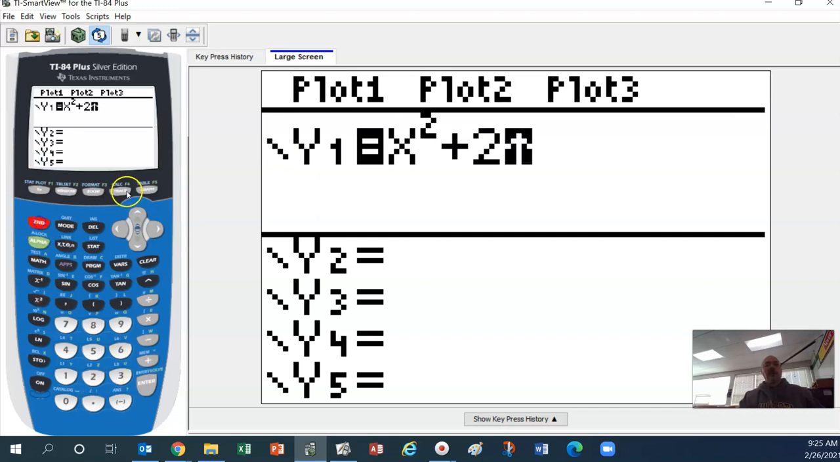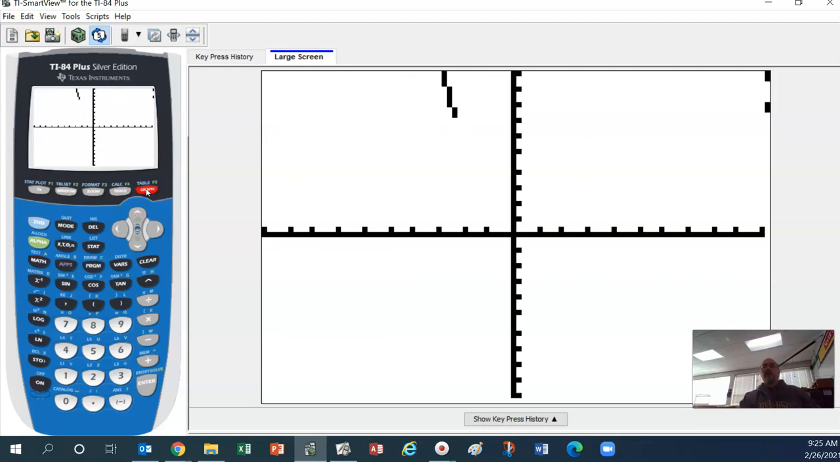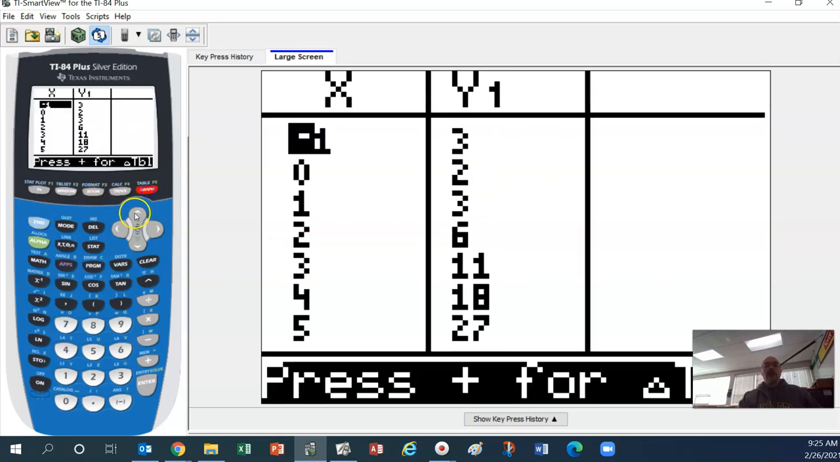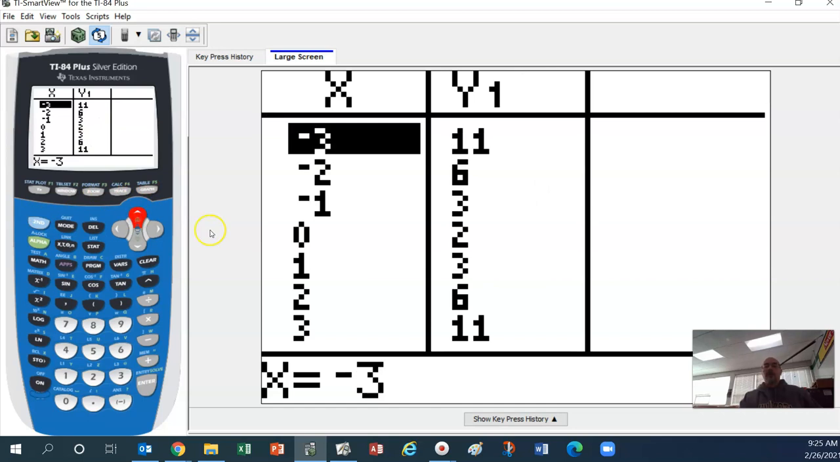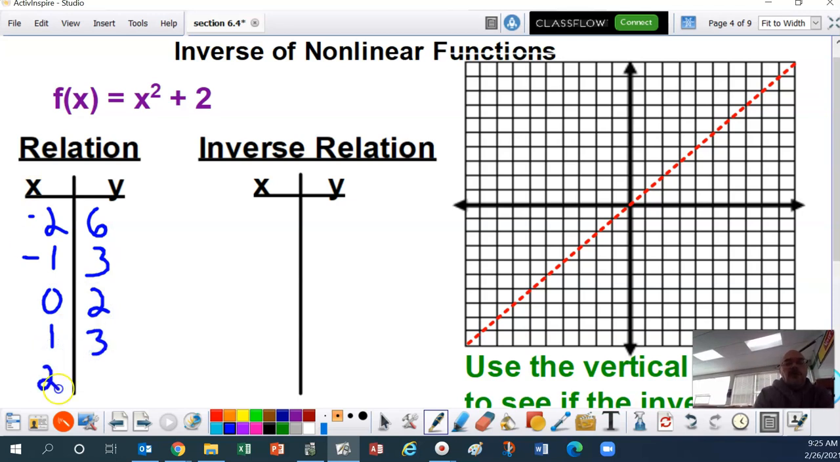Now I'm going to go to the table. Well, I could graph. Let's see what the graph looks like. Oh, it's a parabola. Okay, so let's go to the table and let's see what we can do. So I'm only going to do the ones that fit. Negative 2, 6, negative 1, 3, 0, 2, 1, 3, 2, 6. All right, let's fill those in.